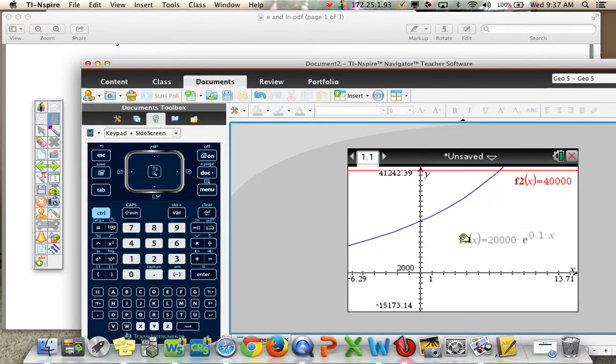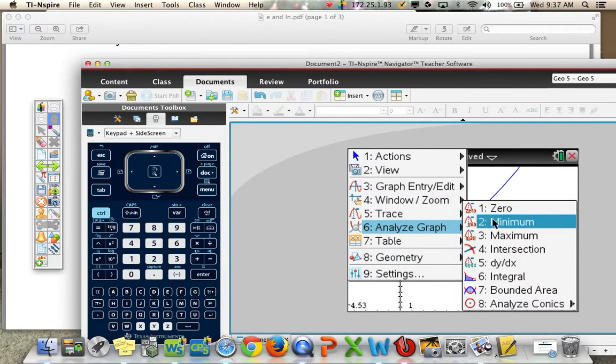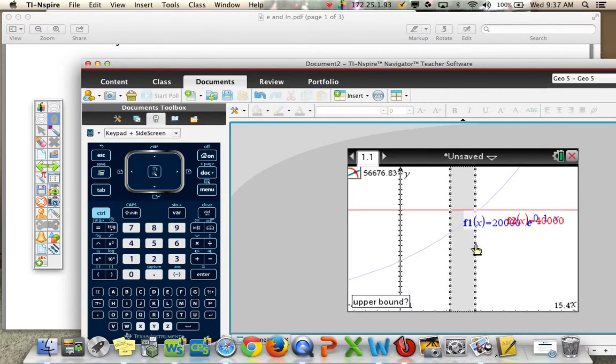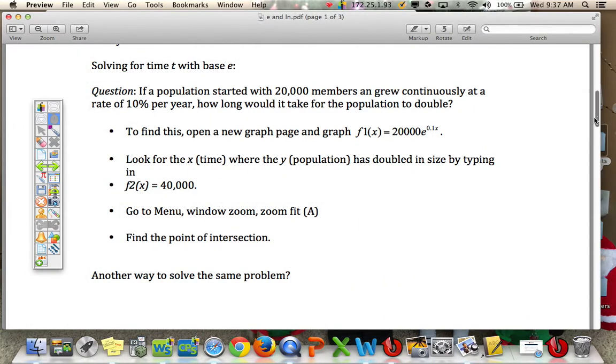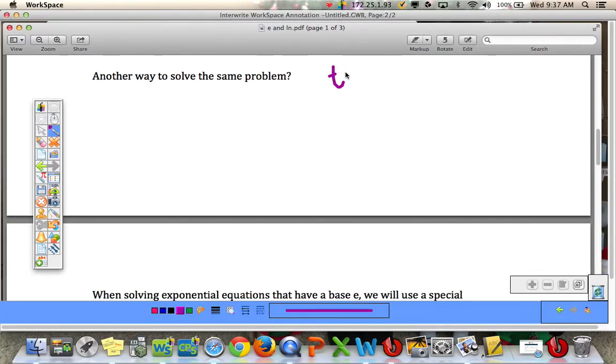And we're looking for that point of intersection. So if I go to menu, analyze graph, find the point of intersection. Lower bound is to the left, upper bound to the right. There's our point of intersection. X is the independent variable, it's time. So this is saying at 6.93 years, the population is 40,000. So using this, our answer was time 6.93 years.